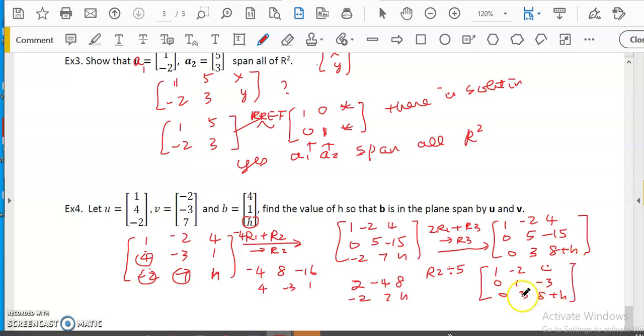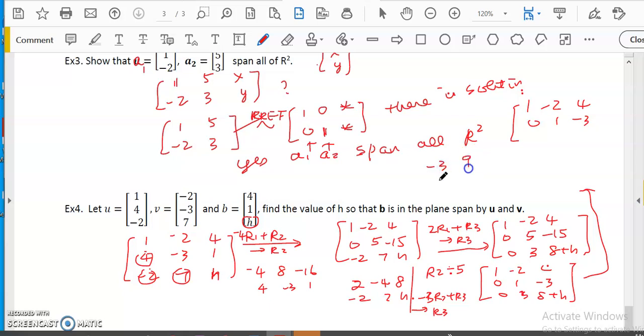How do I get rid of the 3 in R3? Do I have enough space? Oh, no space. Negative 3 R2 plus R3, put into R3. Sorry, not enough space. So that would become 1, -2, 4, 0, 1, -3. How do I do it? So it would be -3, 9, and then 3x plus h, right?